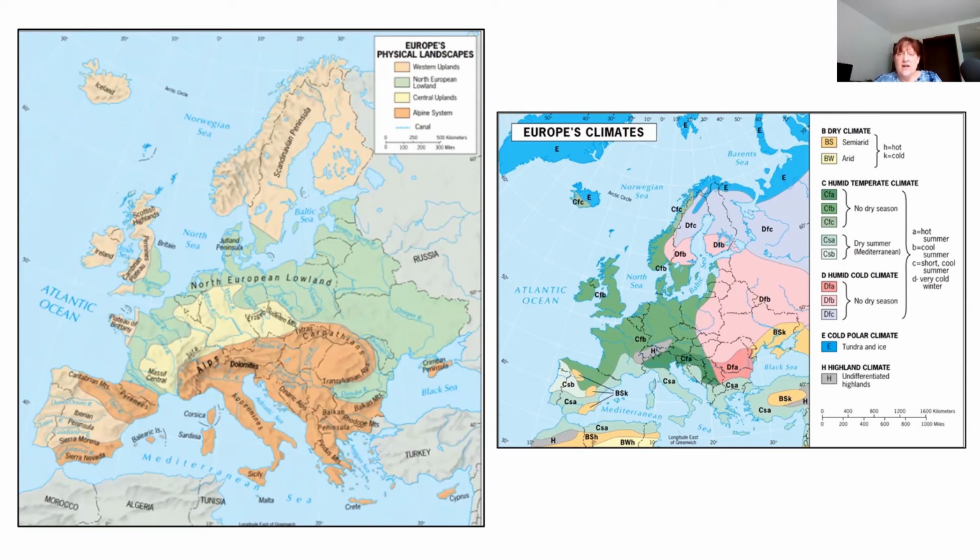Europe's climate. So the Gulf Stream, the warm water that comes up around Florida and crosses the ocean, touches the west coast of Europe.